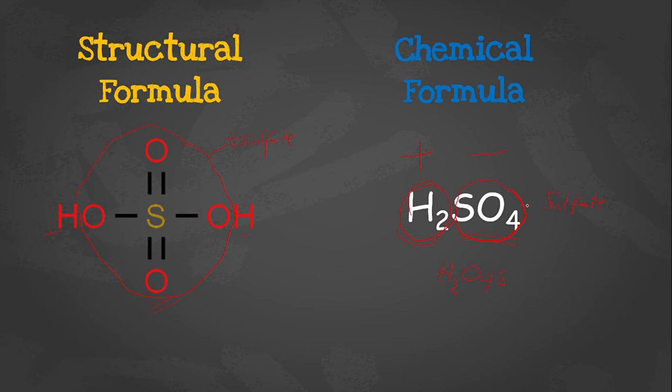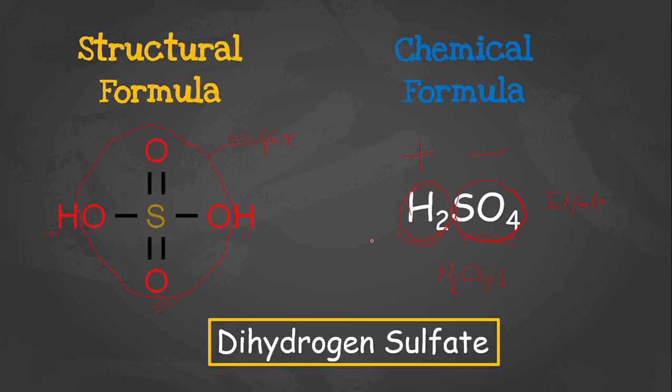Okay? Kaya siya yung nandito sa right side, yung nasa left side, itong hydrogen, kasi siya yung positively charged. So again, this is dihydrogen sulfate. Pag hinalo mo sa tubig, it becomes sulfuric acid. Okay, let's have another example.